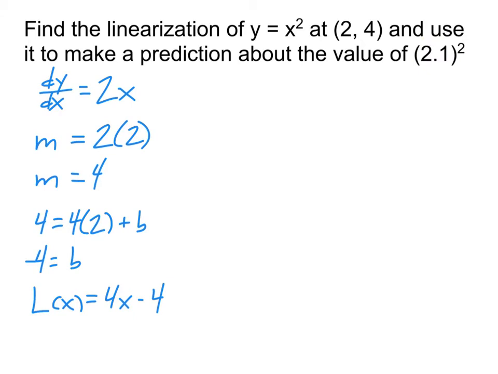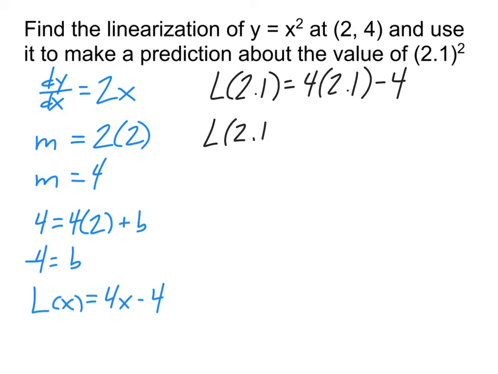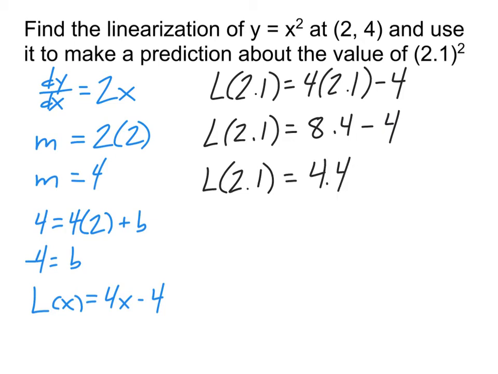All right, so that means that we're going to actually do L of 2.1, which means doing 4 times 2.1 minus 4. The nice part about this one is we don't even need a calculator, right? We can just do this in our head, which is kind of nice because it bears out why we do this. The 4 times 2.1, that's going to give us 8.4. And I'm going to take away 4 from that. So my linearization of 2.1 is 4.4.